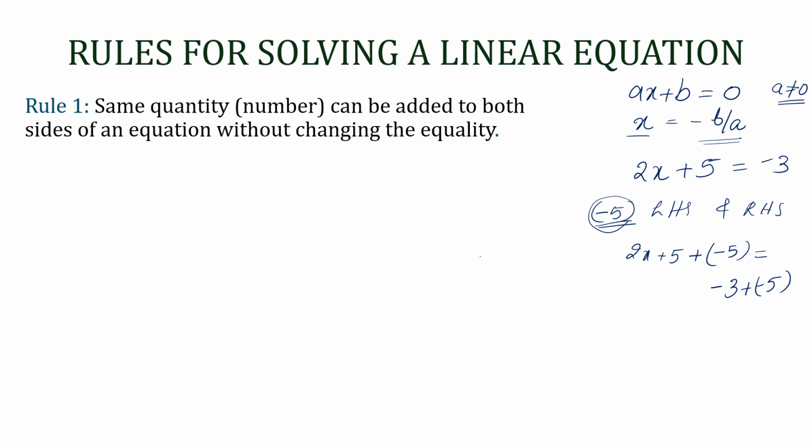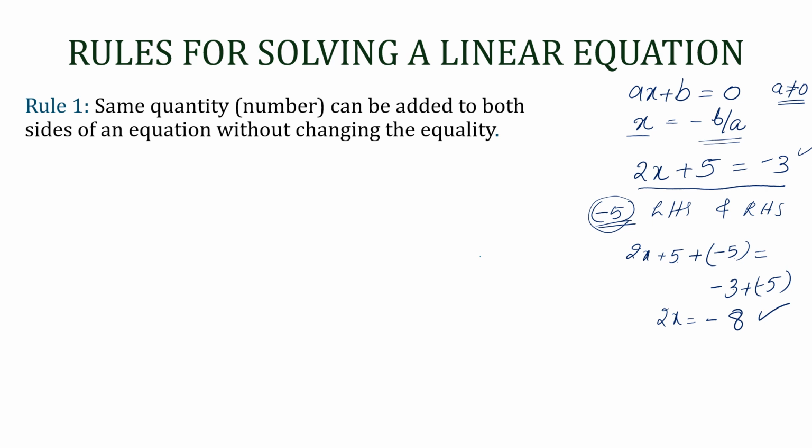Here plus 5 plus minus 5 is 0. So you will get 2x is equal to minus 3 plus minus 5. How will you add two negative numbers? Yes, we have to add both numbers and put a minus symbol before that, right? So minus 3 plus minus 5 is nothing but minus of 3 plus 5, that is 8. So 2x is equal to minus 8. This equation and 2x plus 5 is equal to minus 3 will have the same value.